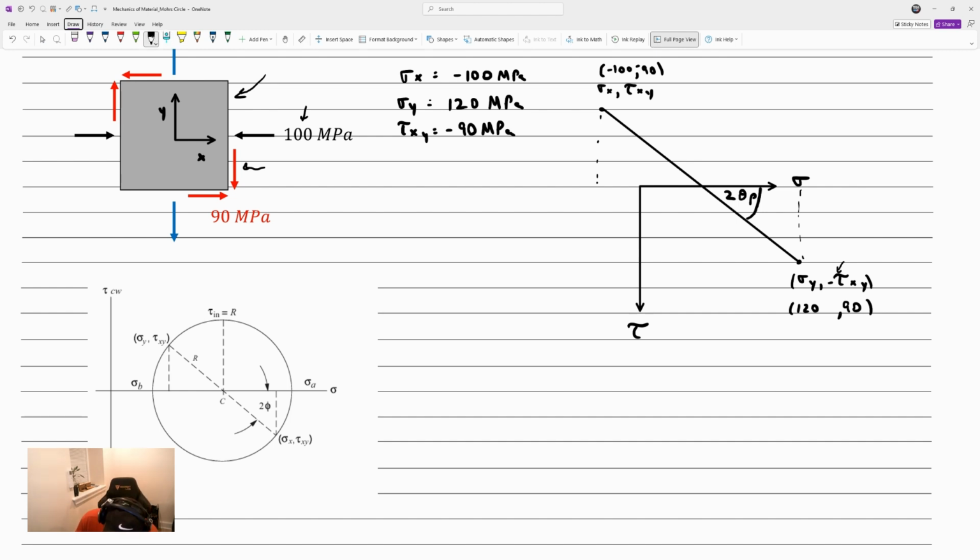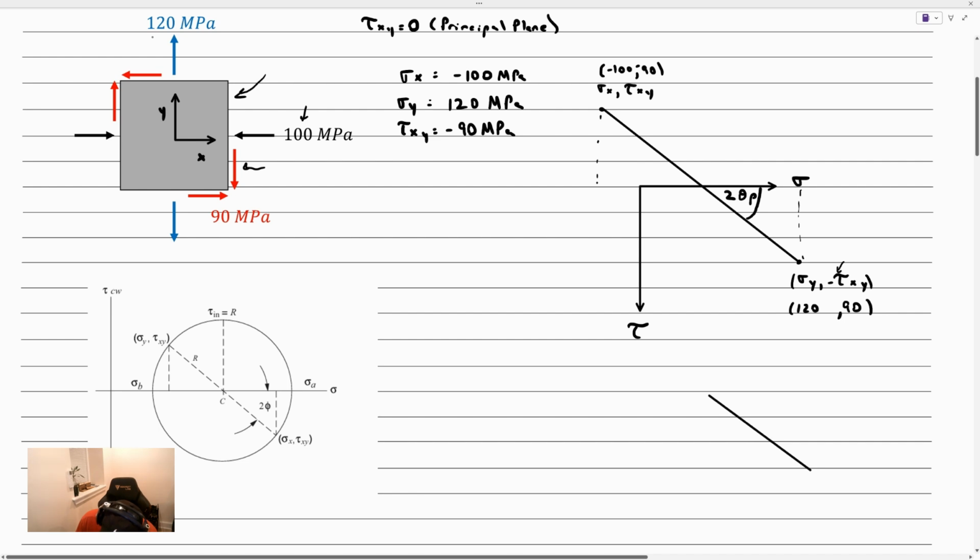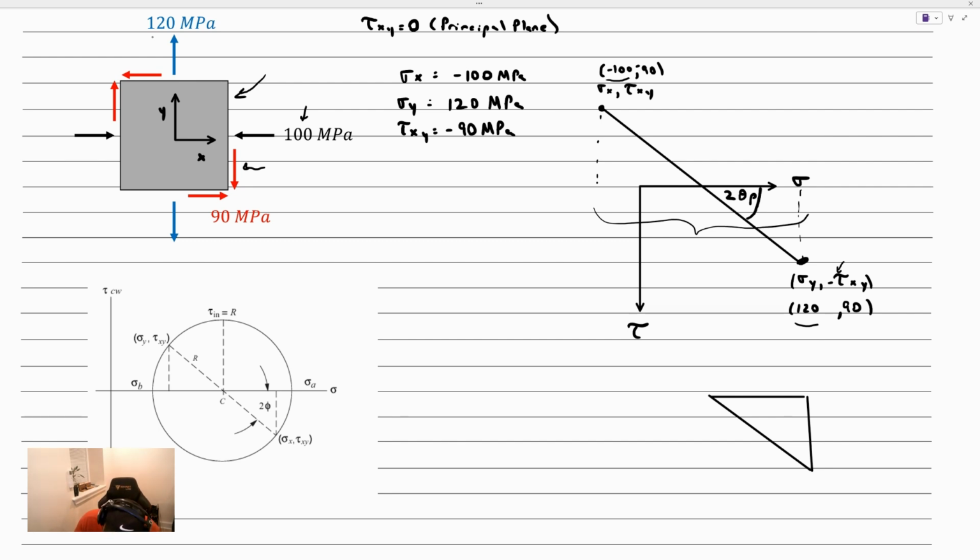Now, if you isolate just the bottom right triangle, which is this triangle here, you know that the distance of this leg is just half of the distance between the two stresses. The x value here and here, it's 120 plus a negative 120 minus a negative 100. So this total length here corresponds to 220. That's just 120 plus 100. If we cut that in half, 220 over 2 is 110, and that's this leg length over here.